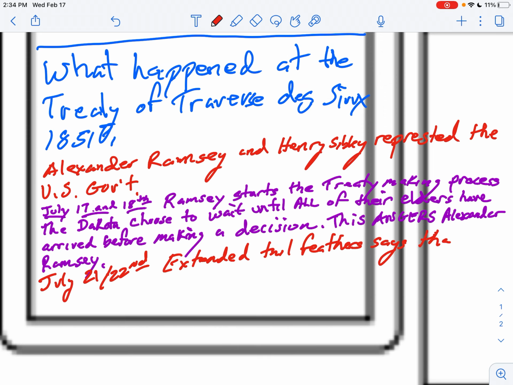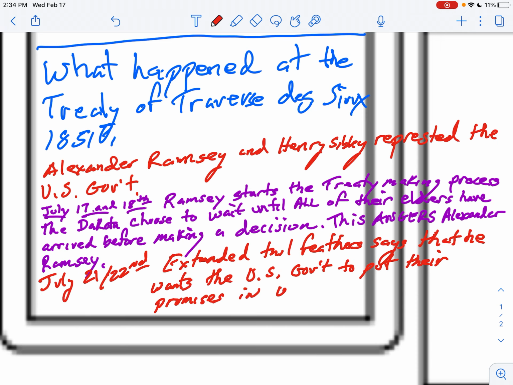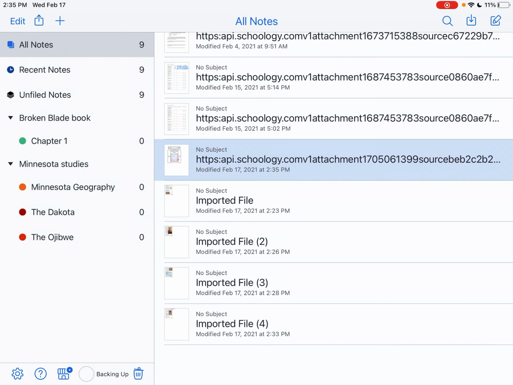Says that he wants the U.S. government to put their promises in writing. And remember, Ramsey says, sure, no problem. Okay, and what happens on the next day?